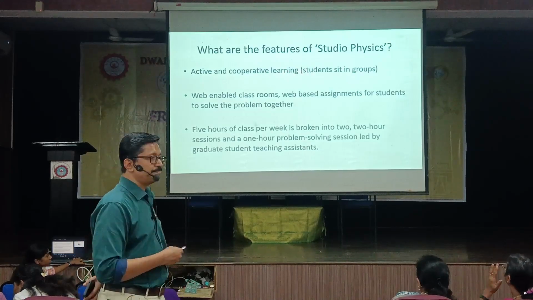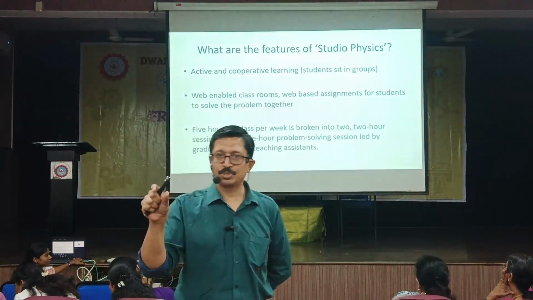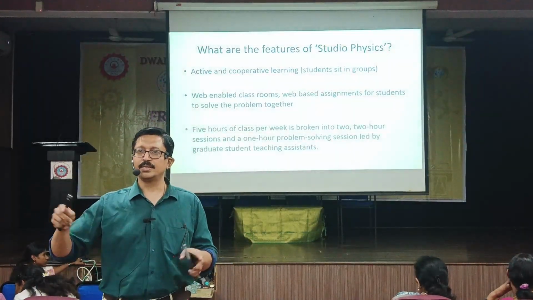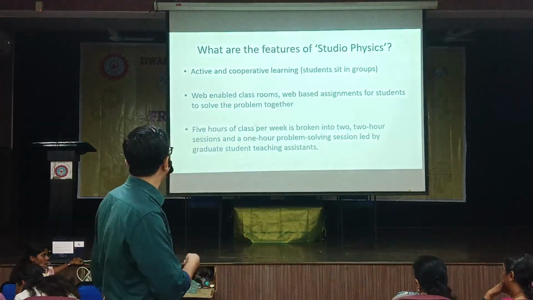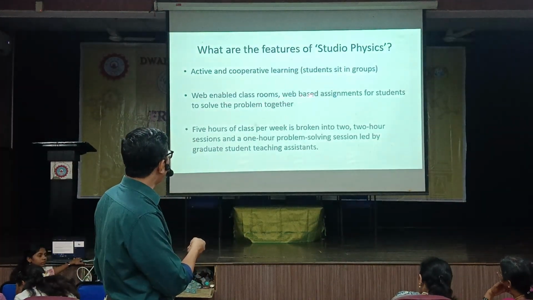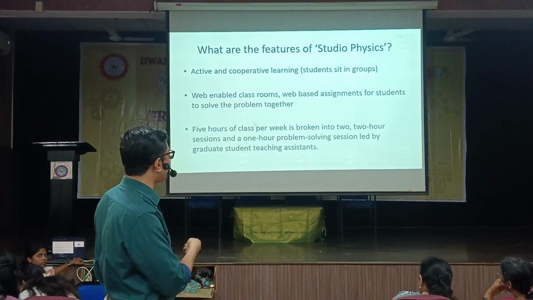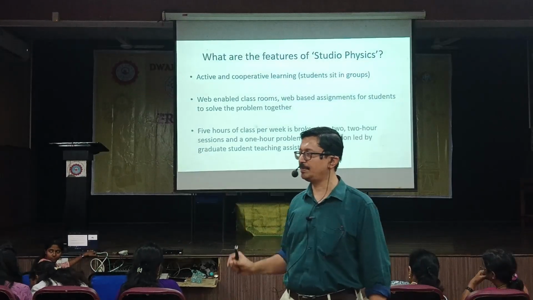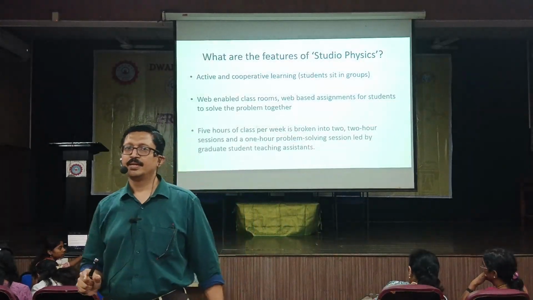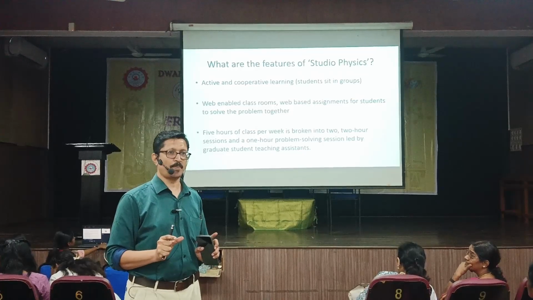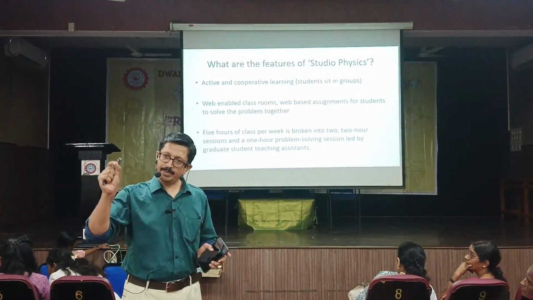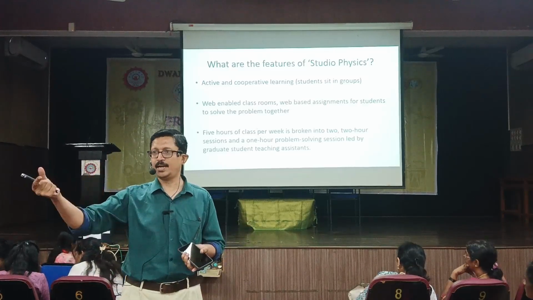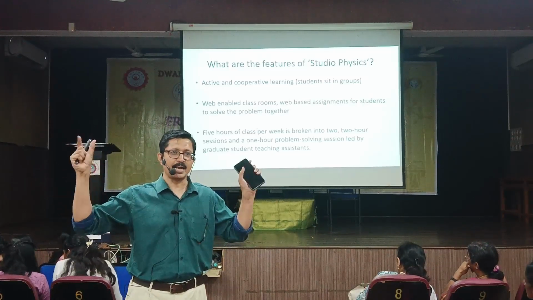Active and cooperative learning. That means students sitting in teams. So in a class, there should be some infrastructure, like a round table kind of thing, so that they can sit together. Or bench desk is also fine. Web-enabled classrooms, web-based assignments for students to solve the problems together. So there's no lecture. They come here, you have a computer or a laptop, the problem is there. They have to work out in teams how to solve the problem. The teacher will be present in the class, helping you. At some point you get stuck, you don't know how to proceed, the teacher helps you. But the teacher is not giving you any gyan.